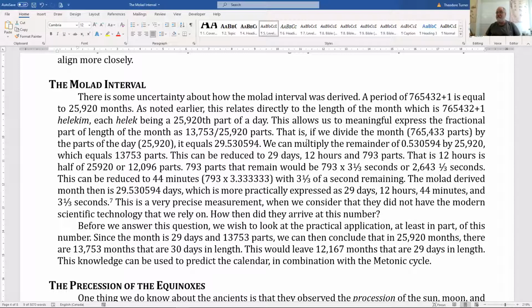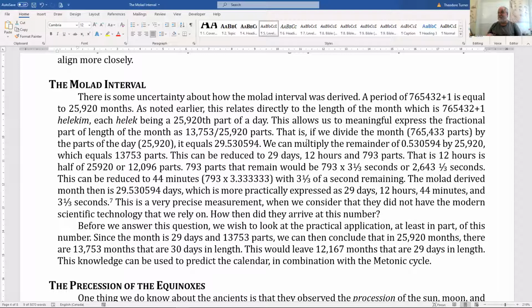This allows us to meaningfully express the fractional part of the length of the month as 13,753 over 25,920 parts. So we know that a month is 29 days and a fraction, but that fraction is very specific in the Hebrew calendar. Because they divide the day into 25,920 parts, they can represent that fraction as 13,753 over 25,920.